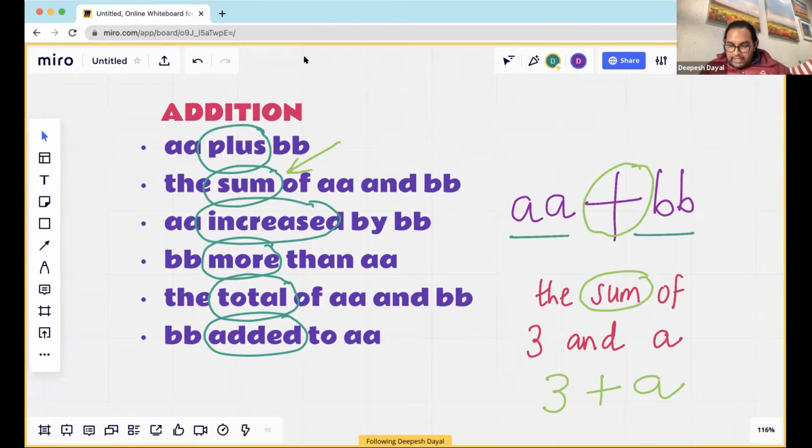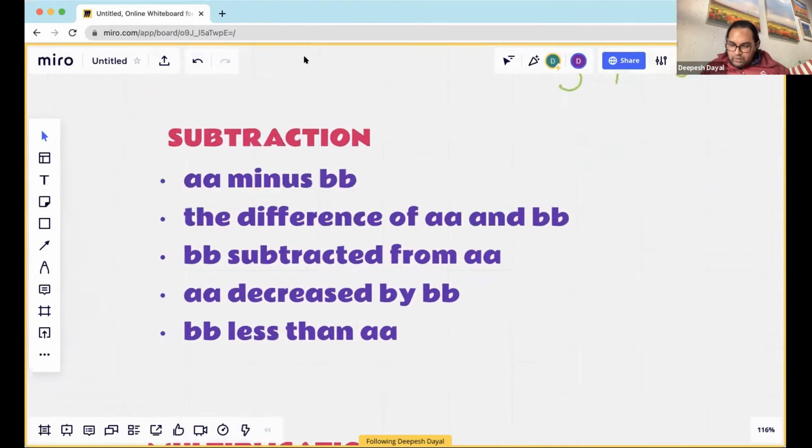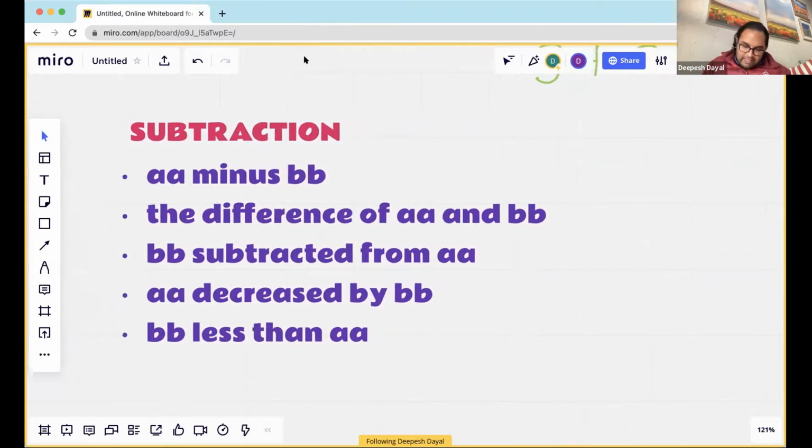Okay. We are now going to move on to the next one, which is subtraction. And we've got new words to represent this. I'm going to use the example of A and B again. So here, subtraction, we use the minus sign. So we've got A minus B. So it's A minus B.